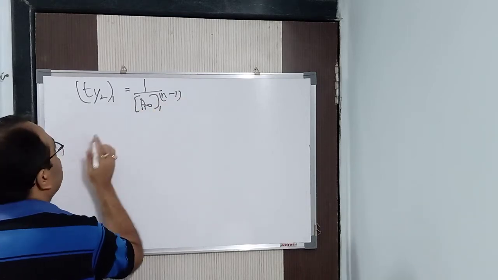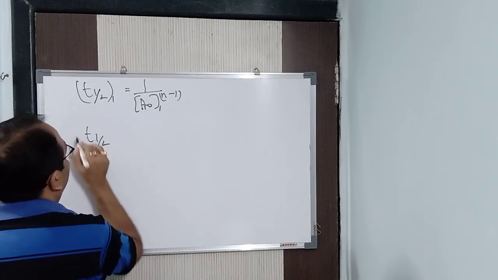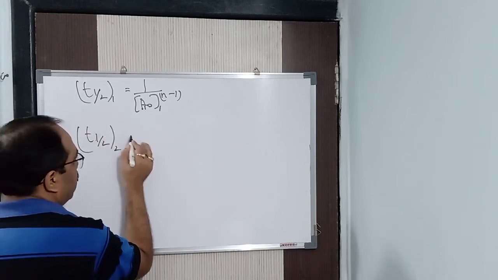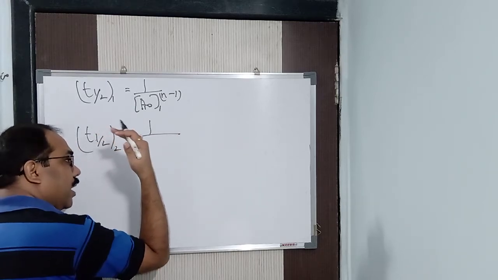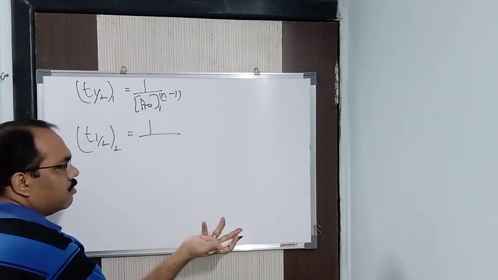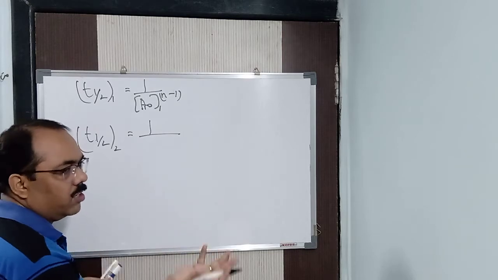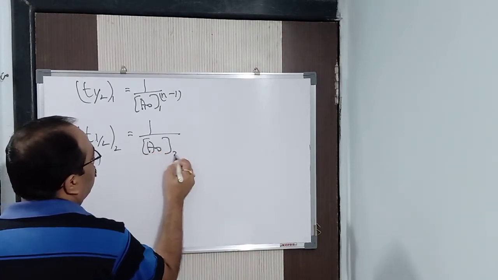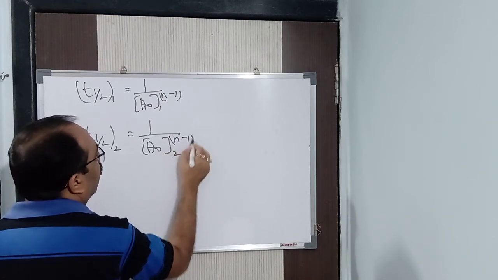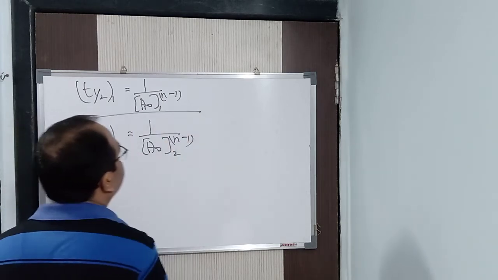So, I got this similarly. For another reactant, that is, for another initial concentration, you can take the second reaction also, the second initial concentration. Two different initial concentrations means two different reactants, two different reactions. What will it be? A naught to the power n minus 1. That's it. Now divide it.